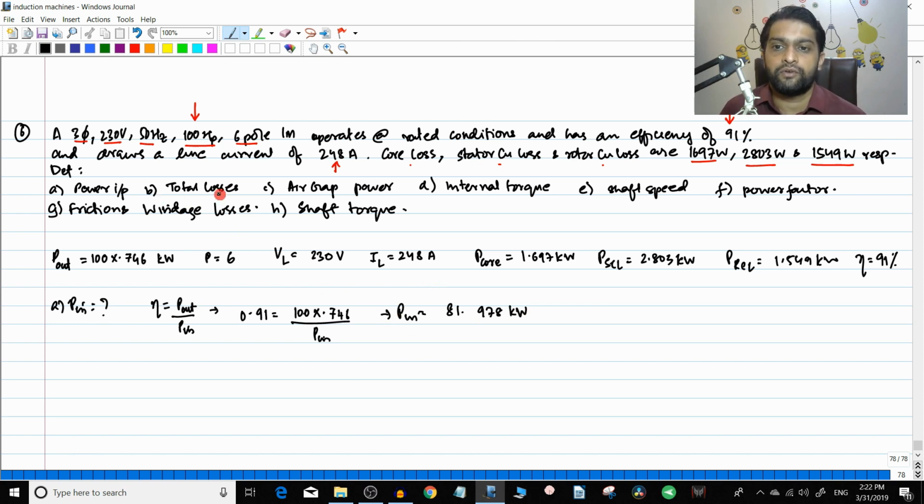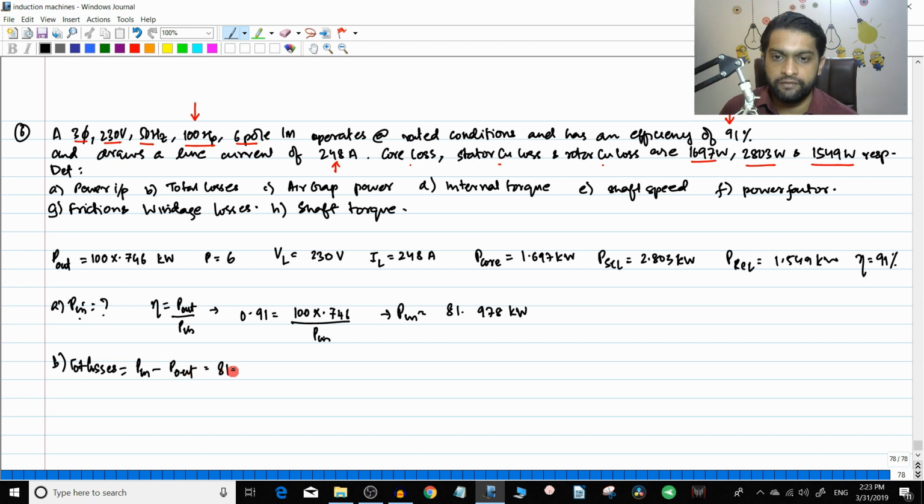The next concept is to find the total losses. Here also the natural tendency is to find stator copper loss, rotor copper loss, stator core loss, and add everything. That is one way of doing it. But another way is that you know the input power and the output power. You just found the input power and you have found the output power. The difference of these two will be the total losses of the machine, right? So that is what they have asked here. So the total losses will be the input power minus the output power.